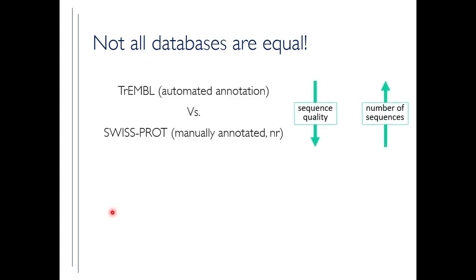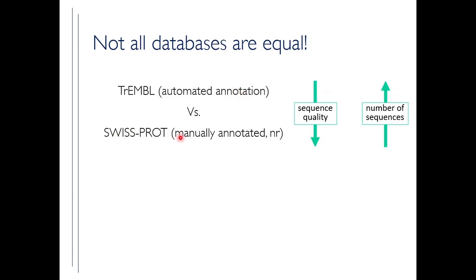So, an example, this is the translated EMBL database, and it's automated annotation. So this database has lots of sequences because it's done by a computer, so the processing power is greater, so it contains a lot of sequences, and it's obviously redundant, but the sequence quality of those sequences is actually pretty low because there has not been manual annotation or curation by humans, essentially.